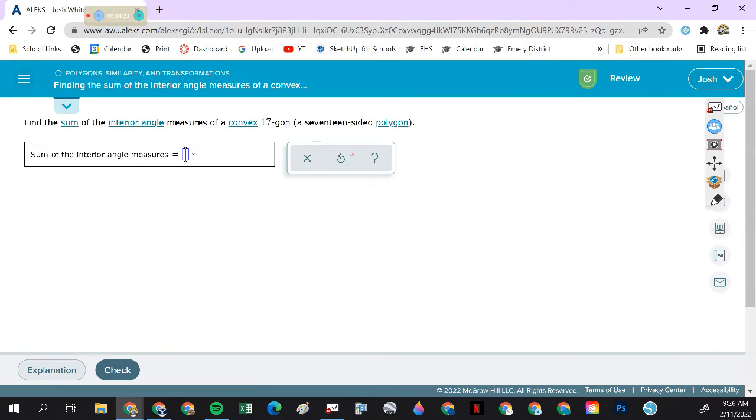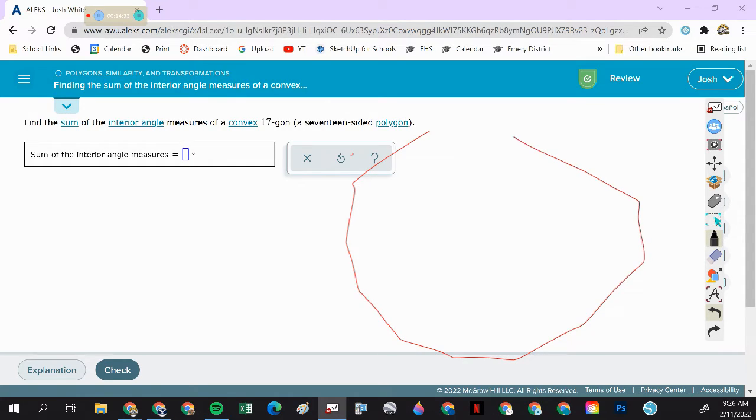All right. A 17-gon. So if I were to draw a 17-gon, 1, 2, 3, 4, 5, 6, 7, 8, 9, 10, 11, 12, 13, 14, 15, 16, 17. If I added up all of those angles, what am I going to get? Well, the question is, how many triangles can you draw?